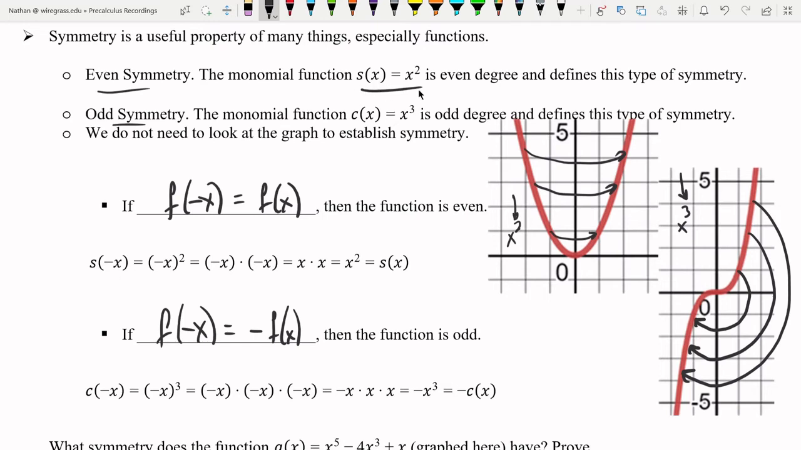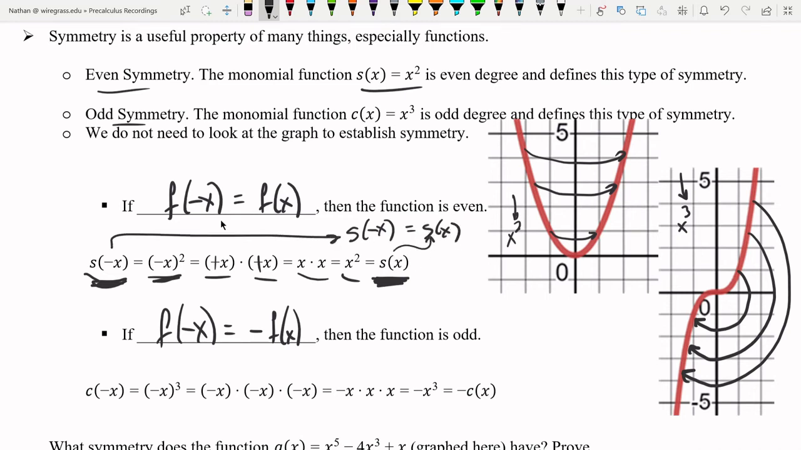So for s of x, we have x squared, right? If we plug in negative x into s, we get negative x squared. But that's just the same thing as negative x times negative x. Those negatives cancel, and we get x times x. X times x is x squared. And you can see that's the same thing as the original function. So s of negative x from this portion equals s of x. That's the exact same thing I have written here. So it's got even symmetry.